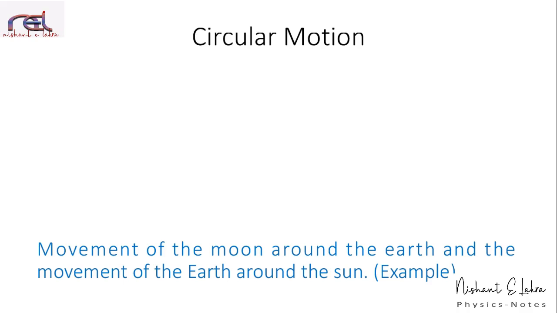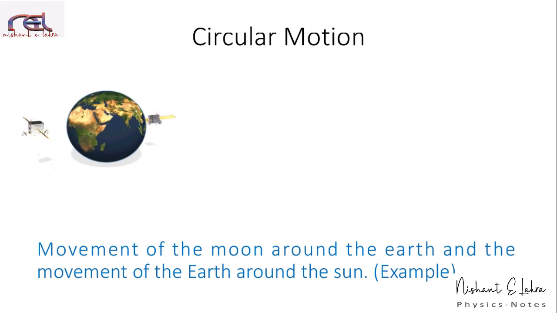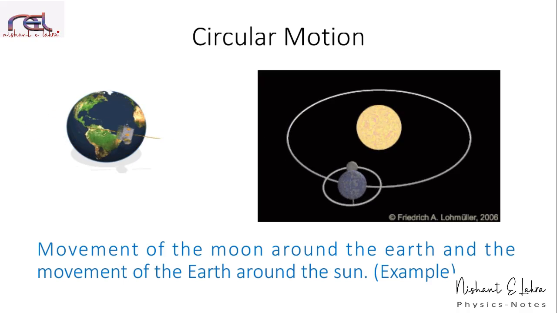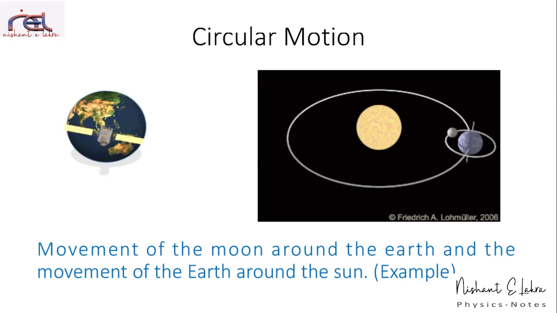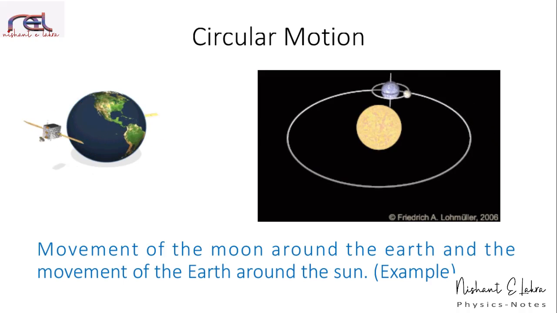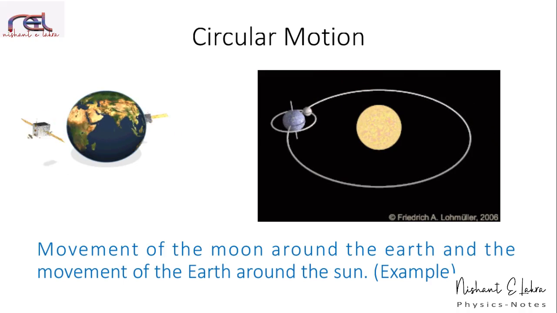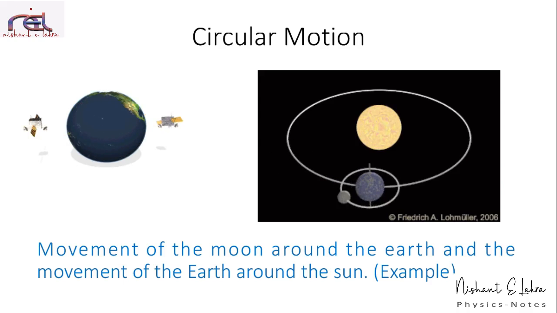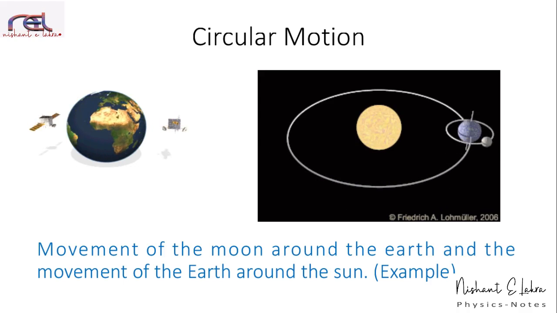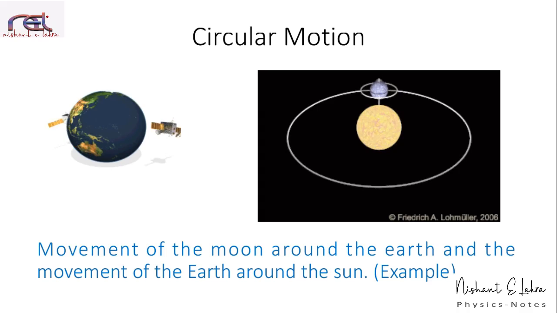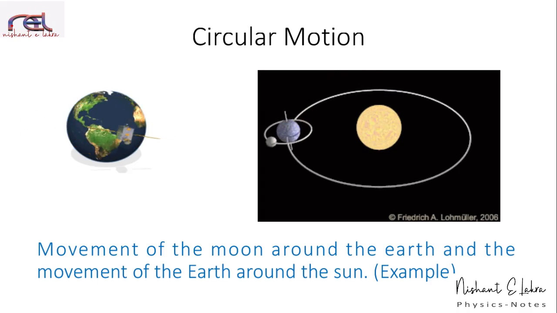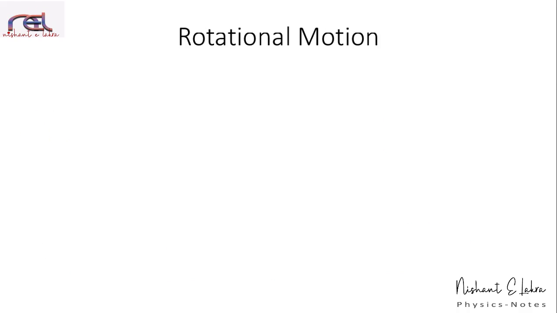You will see some examples. It can also be when satellites are moving around the earth, right? It's a circular motion. Or the earth moving around the sun and the moon moving around the earth, right, in a circular motion. Then these are termed to be moving in a circular motion. I hope you have understood till here.